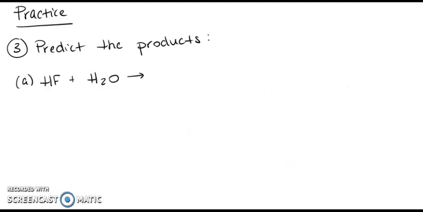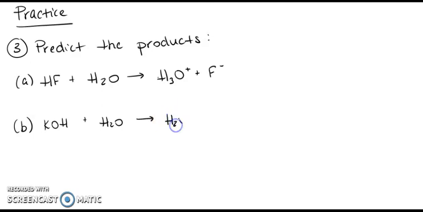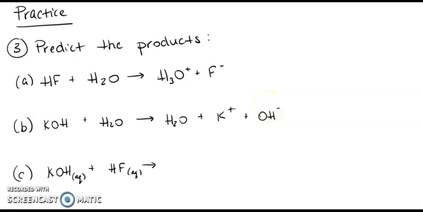So for this one, we're putting an acid, hydrofluoric acid, into water. What would the products be? I know that hydrogen atom is going to latch onto water and become a hydronium ion, which just leaves a fluoride ion left. What about if we put potassium hydroxide in water? Still going to have some water, but that potassium hydroxide is going to dissociate into its ions, potassium ion and hydroxide ion. What about when I put these two things together in solution?